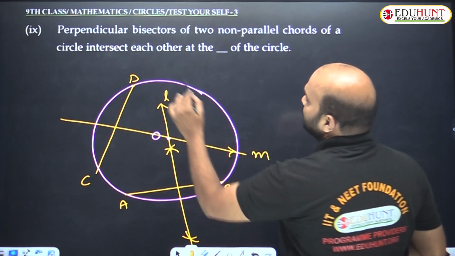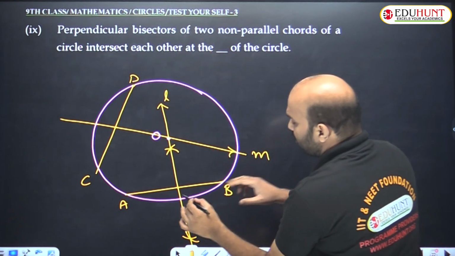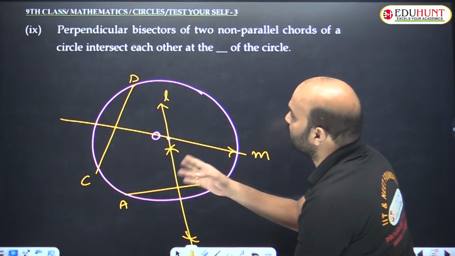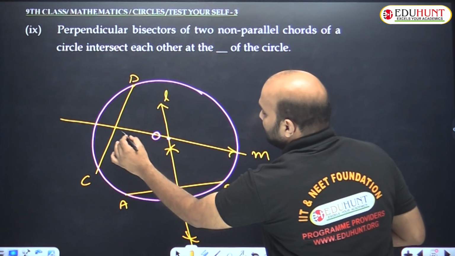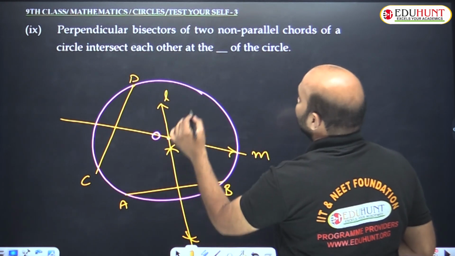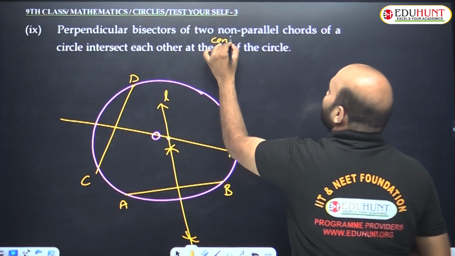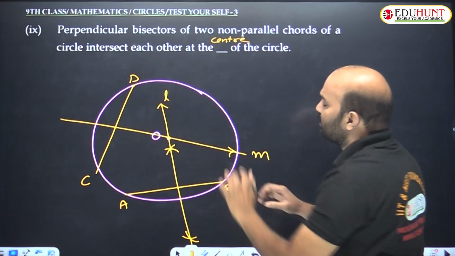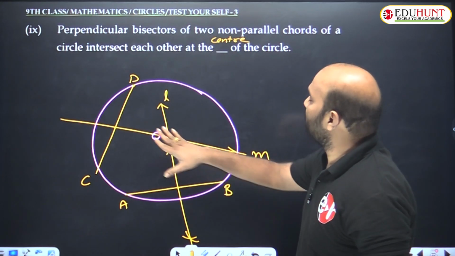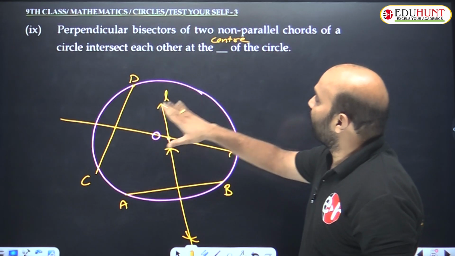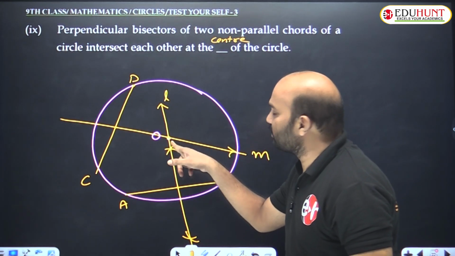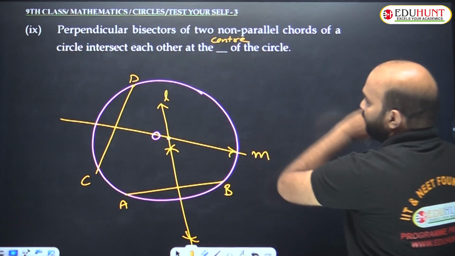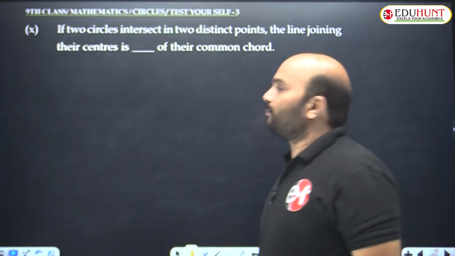So clearly we need to understand that the perpendicular bisectors of two non-parallel chords of a circle intersect each other. These two intersect each other at the center. So the center of the circle is the required answer. Perpendicular bisectors of two non-parallel chords of a circle intersect each other at which point? Center. So the answer is center. Am I clear?